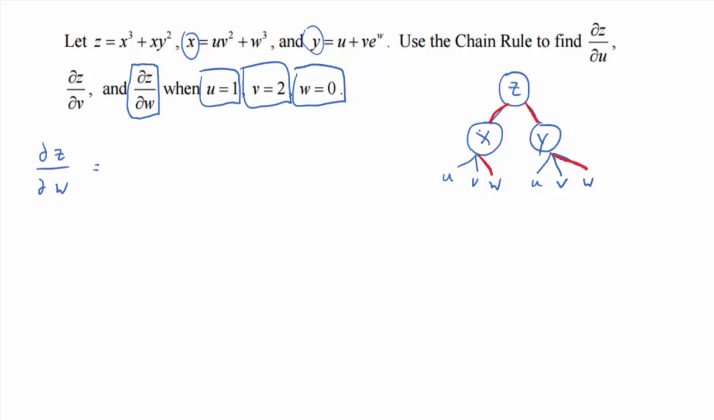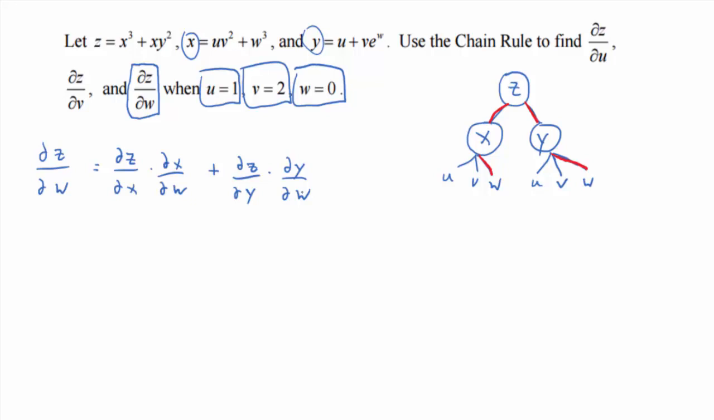Partial of z with respect to x times partial of x with respect to w. And these are funky d's all around, right? Plus partial of z with respect to y times partial of y with respect to w again. Everybody follow how I figured that out?